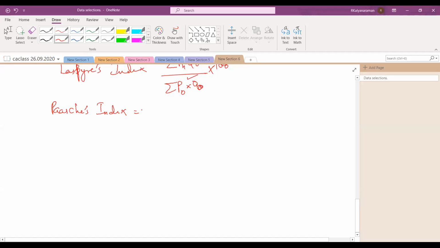That also is possible. So we say price is fixed: sigma Pn Qn by sigma Pn Q naught into 100. For 50 rupees in 2018, how much did I buy? For the same 50 rupees in 2020, how much did I buy? So 2020 divided by 2018, always the base is in the denominator. This is called Paasche's index.